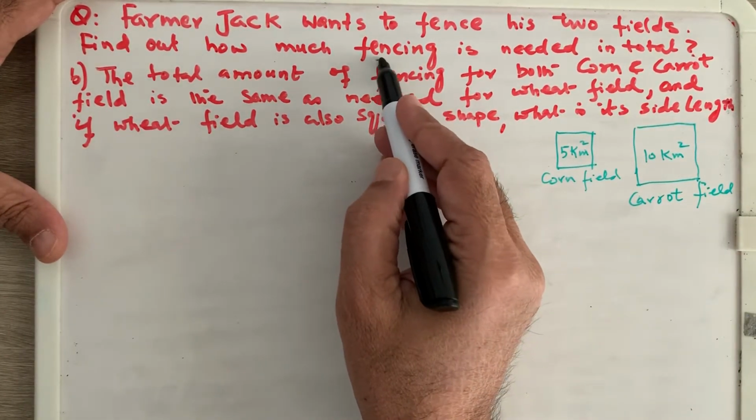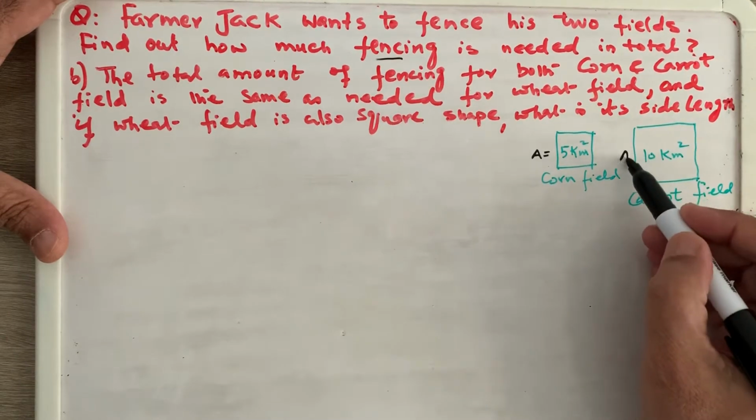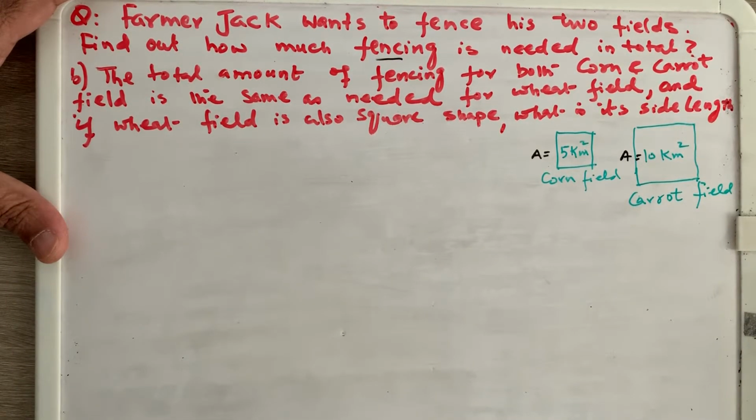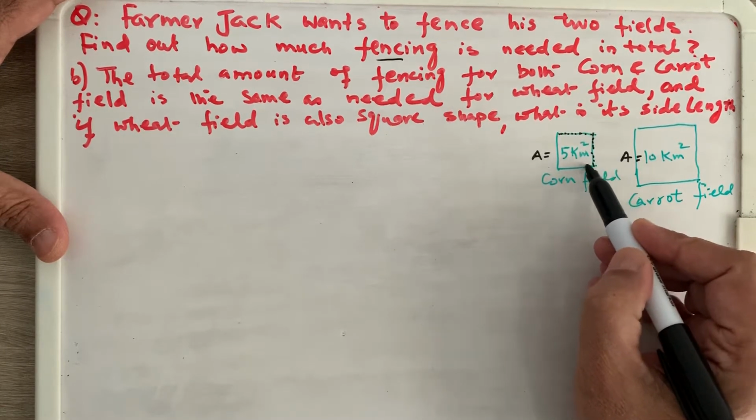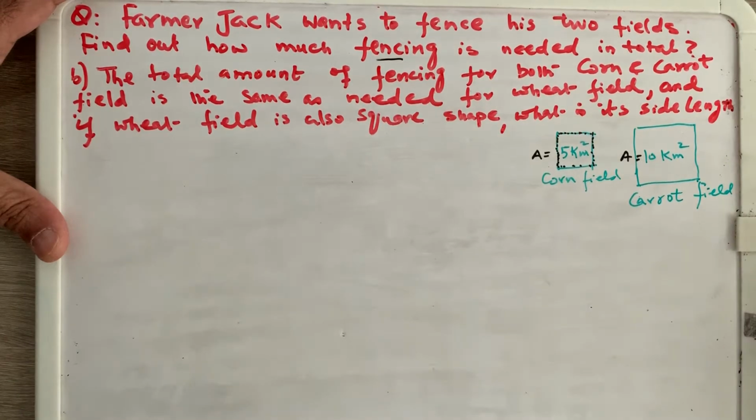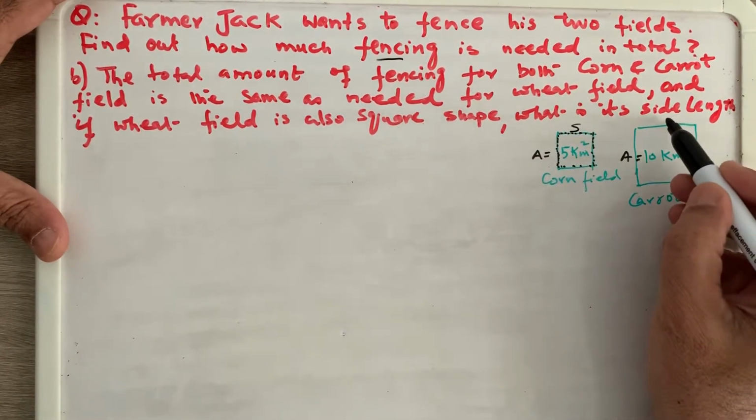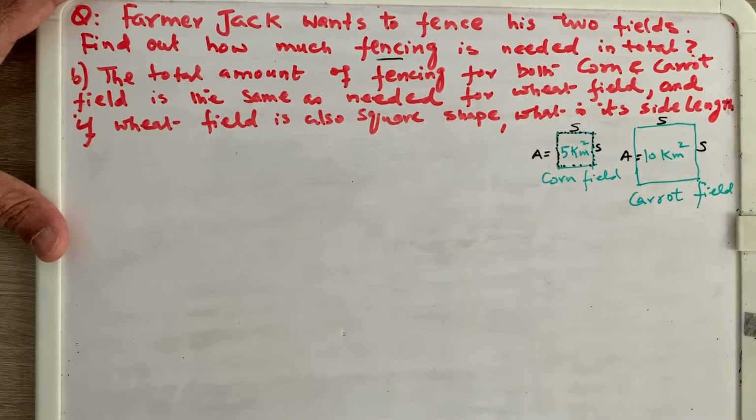Fencing is related to perimeter, right? And area is given. So the area of the two fields is given, and the question is asking, find out how much fencing is needed in total. Fencing is like all around the field. So here where I am making this dot, this is like a fencing, and when fencing is all along its sides, that means it is talking about perimeter. So perimeter is the sum of all the sides, and we don't know the sides. That means we need to find out the side of the square. If we know the sides of the square, which are all equal sides, of course, then we can add them all together to find out the perimeter, which is the fencing needed in total.